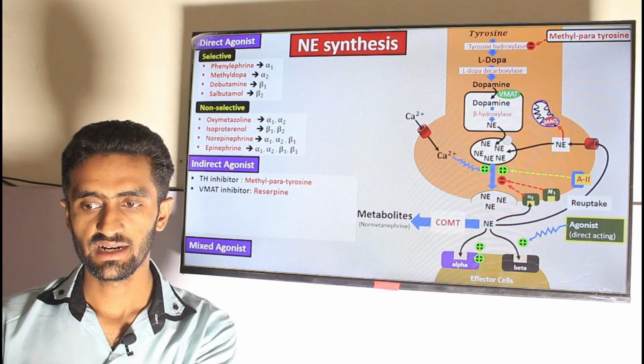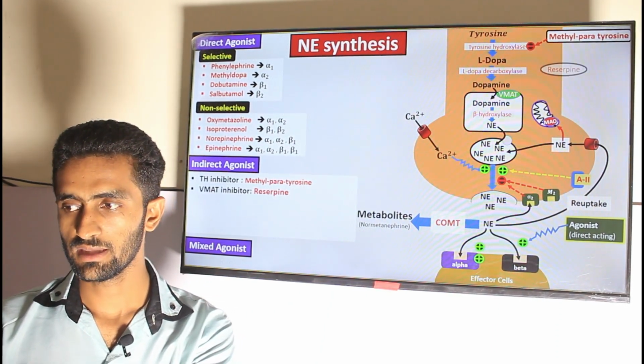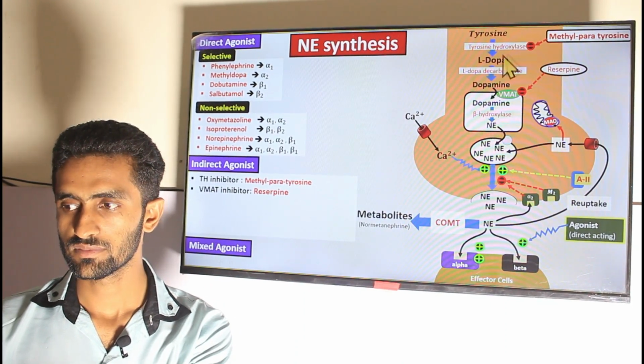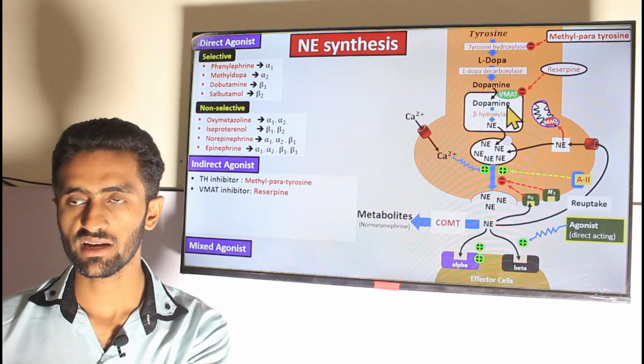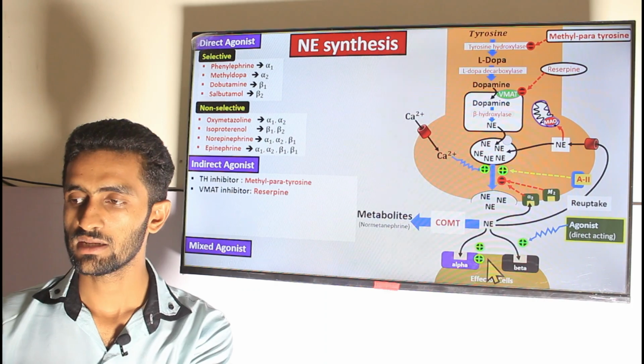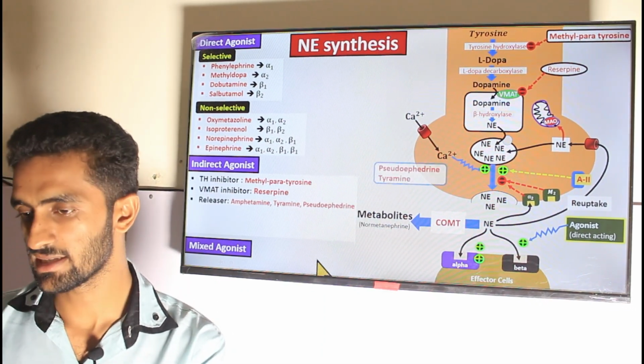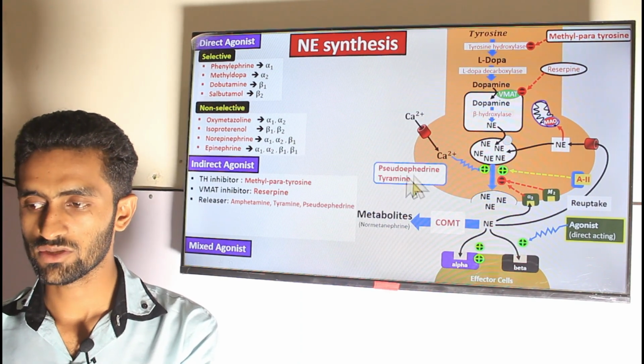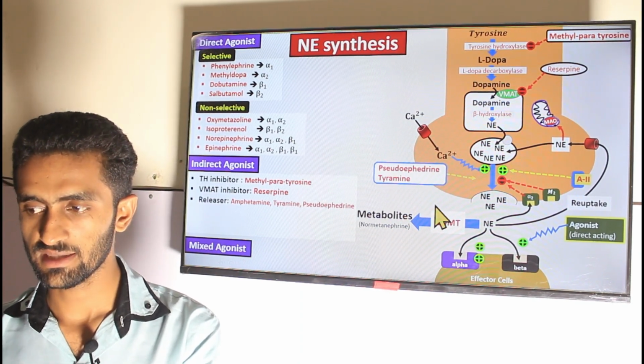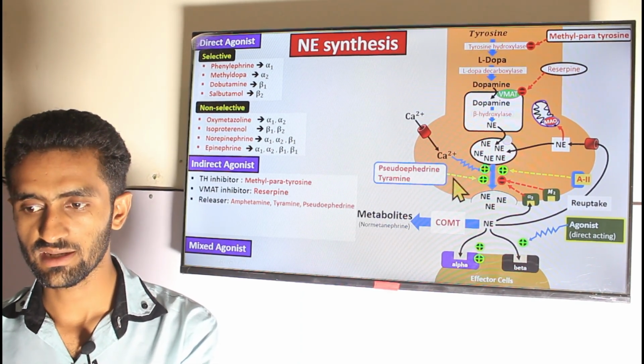And the next indirect agonist is the VMAT inhibitor. They inhibit the storage of this. So these are not the agonists. These are actually antagonists. And the releasers, you can say these are agonists. Pseudoephedrine and tyramine increase the release of norepinephrine.